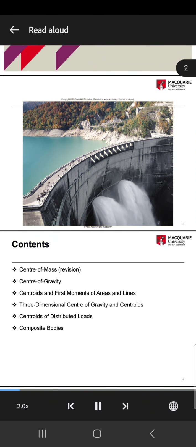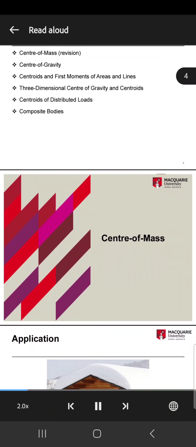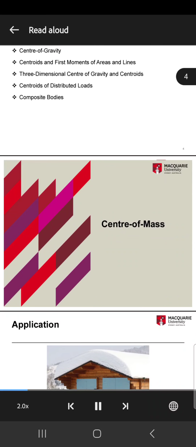Contents. Center of mass. Application. Center of mass, CM. CM is a point around which the mass of an object is equally distributed.